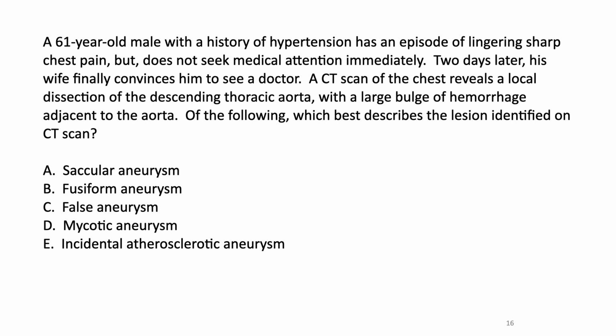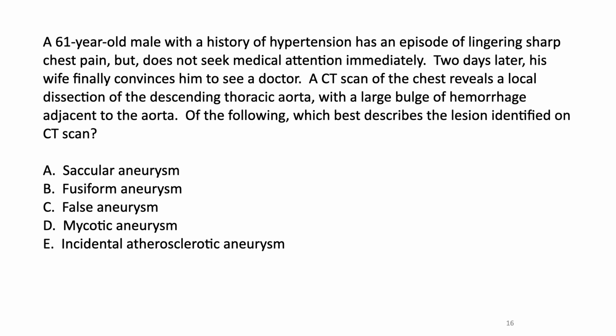Okay, so a 61-year-old male with a history of hypertension has an episode of lingering sharp chest pain but does not seek medical attention immediately. 2 days later, his wife finally convinced him to see a doctor. A CT scan of the chest reveals a local dissection of the descending thoracic aorta with a large bulge of hemorrhage adjacent to the aorta. Of the following, which best describes the lesion identified on CT scan?